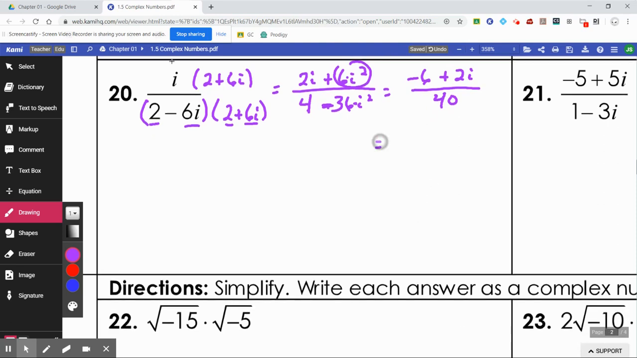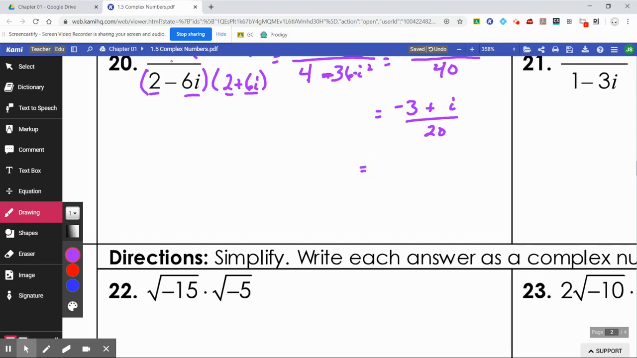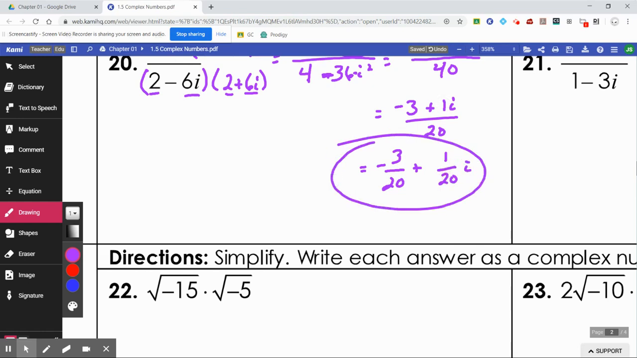And again, you can split that. We can go ahead and divide everything by 2 first, if you'd like to. Negative 3 plus 1i over 20, and then we'll split it. That'd be negative 3 over 20 plus 1 over 20i. And that 1 was in front of the i, so there you go.